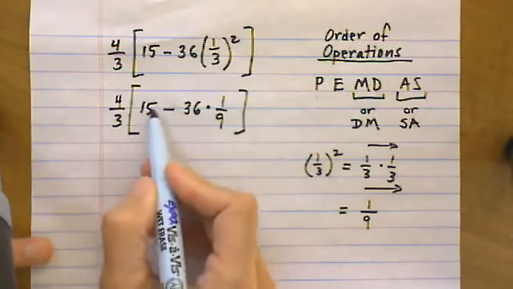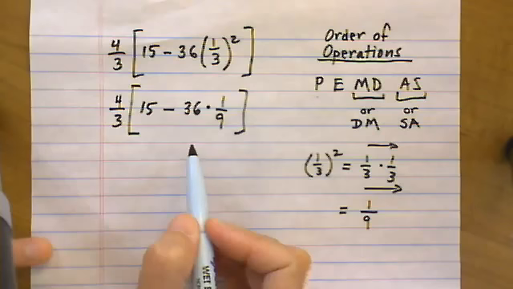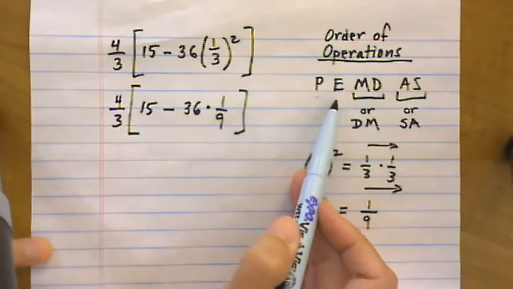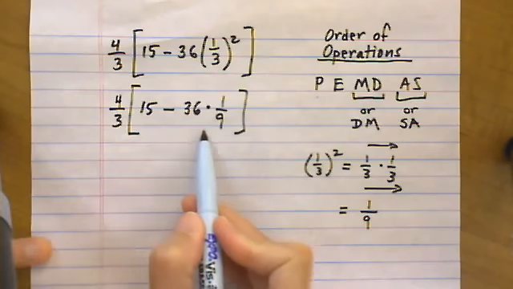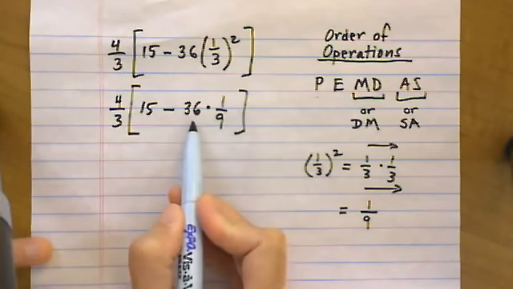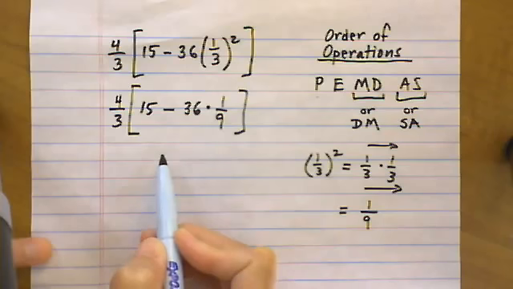And notice that everything else we just carried down. We wanted to do exponents first. Now that we're done with the exponent in the PEMDAS, we can go to either multiply or divide as we encounter it, going left to right. So that means we're going to do 36 times 1/9. We are not going to do the subtraction yet.